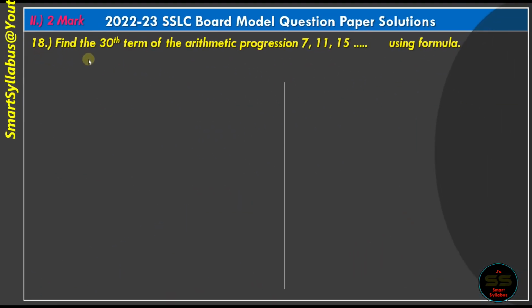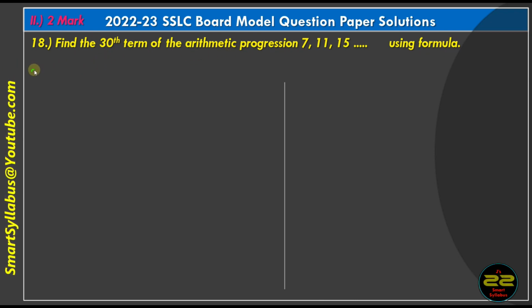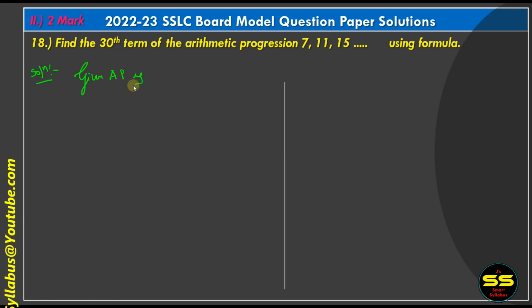Question number 18. Find the 30th term of the AP, and the AP is given already here, 7, 11, 15 and so on, using the formula. So we need to find the 30th term. So one more easiest sum from the topic, arithmetic progression. So solution. So first copy the AP. So the given AP is 7, 11, 15 and so on.